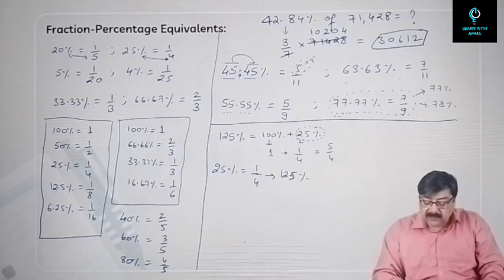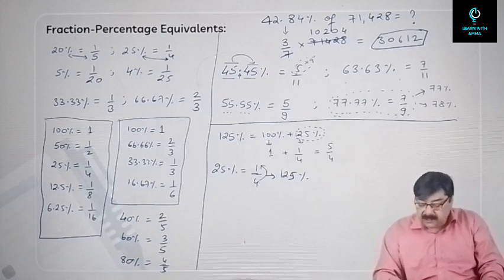So if we need to find out the fractional equivalent for 125%, you just need to add the denominator to the numerator. This would still amount to 5 by 4.